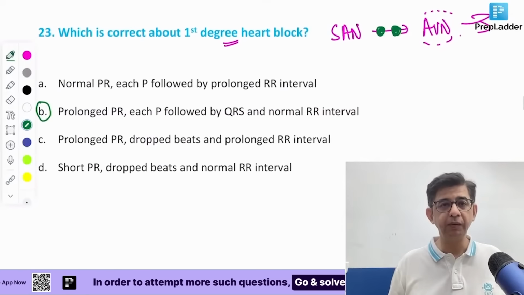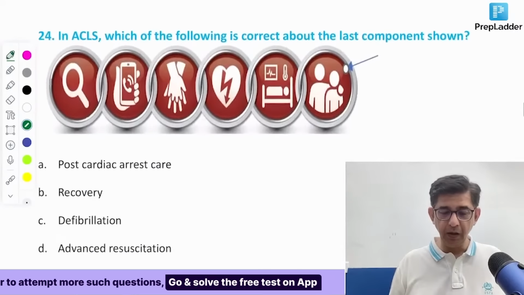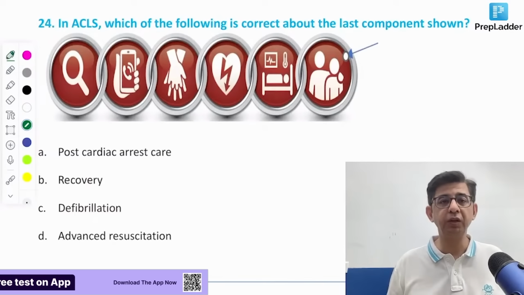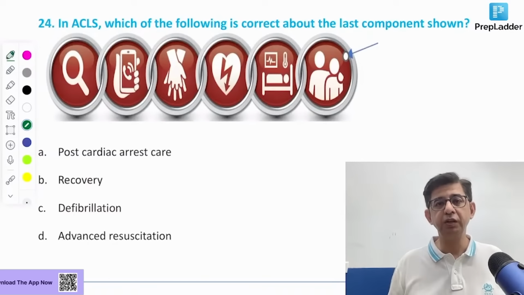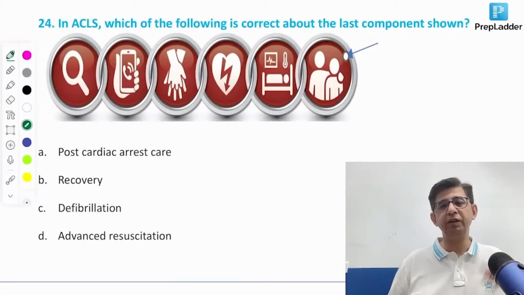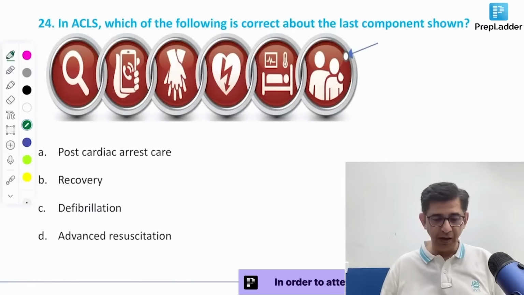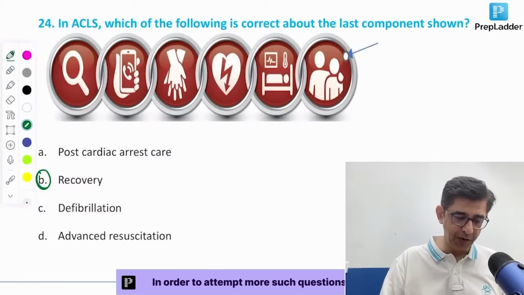Let's move on to the next one. In ACLS, which of the following is correct about the component that is shown in this particular case? As you can see from the representation, the doctor is standing with his hand around the shoulder of the patient. So he is trying to help in the recovery of the patient. The correct answer in this case is option number B.